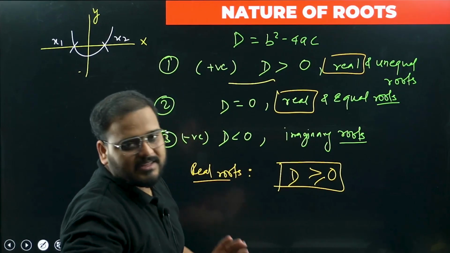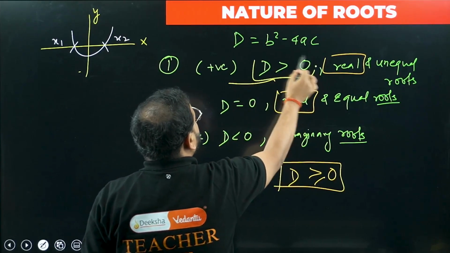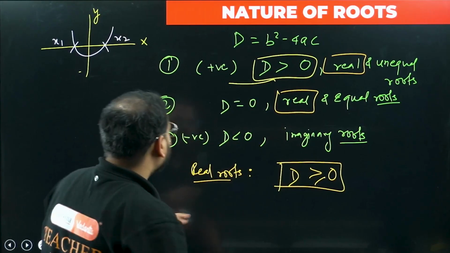But in general, there's no condition as such that one has to be positive and the other has to be negative in the case of d greater than 0. I hope this is clear. Clear, right? Let's check the second one.